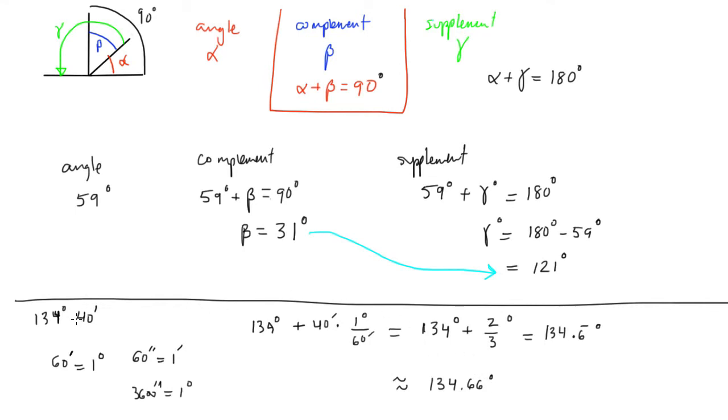So what we can see from this is that the 134 degrees 40 minutes is close to 135 degrees, and it's 2/3, and the 2/3 isn't perhaps too big of a surprise because of the idea of the 40 minutes.